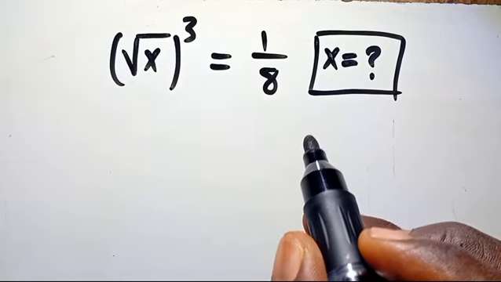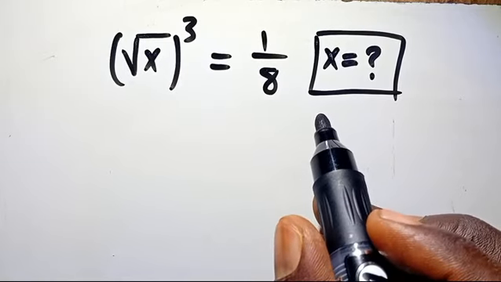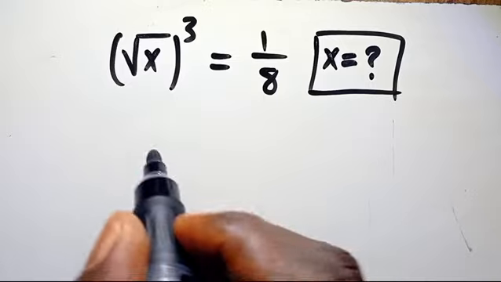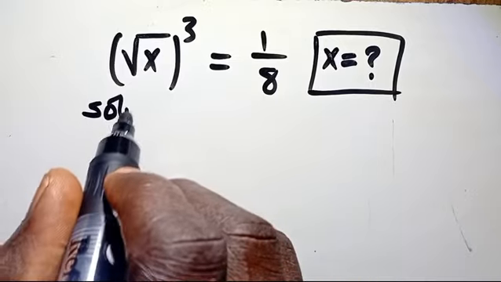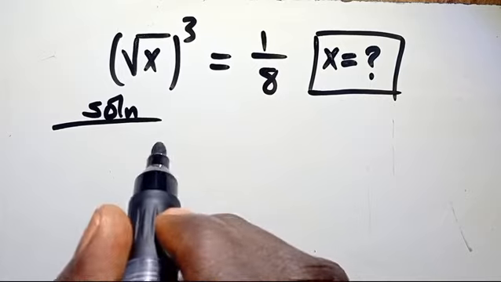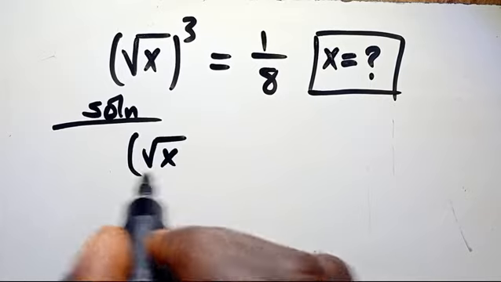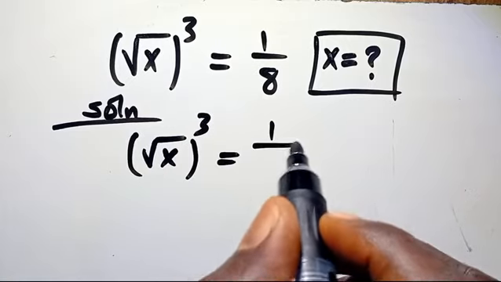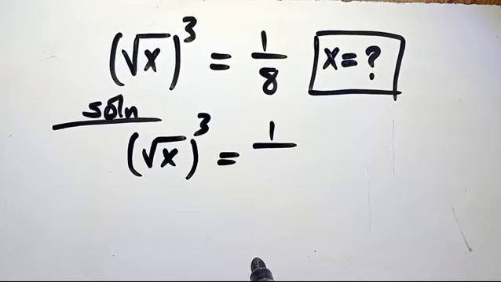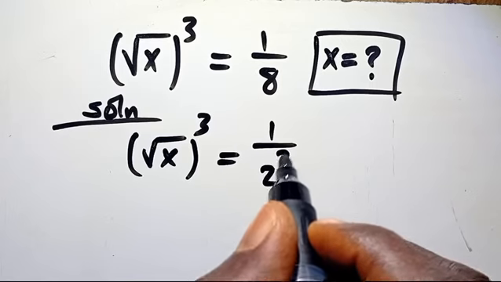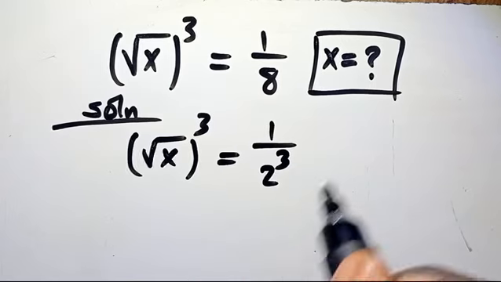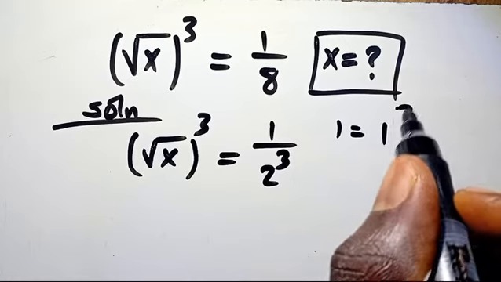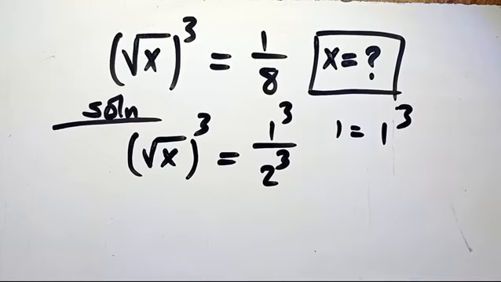Hello, in this video, let us provide a solution to this radical equation. So let's have it to be solution from here. So from here we have (root x) to the power of 3 equals 1 over 8. We can have this 8 in base 2 as 2 to the power of 3. Then our 1 can also be simplified as 1 to the power of 3. So here will be 1 to the power of 3.